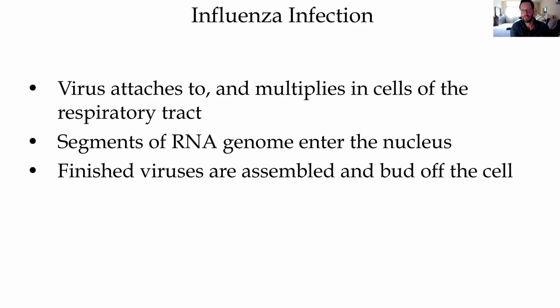Influenza infects the respiratory tract. You have segments of RNA that enter the nucleus. So this is the opposite example of an RNA virus that can enter the nucleus, whereas most RNA viruses stay out of the nucleus. And once it's made its new viral particles, its little babies, they bud off the cell and take a little bit of that host membrane with them as the envelope.